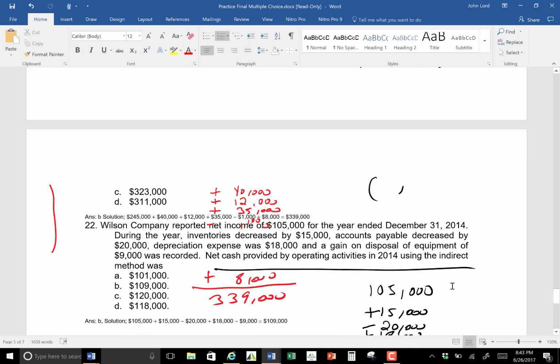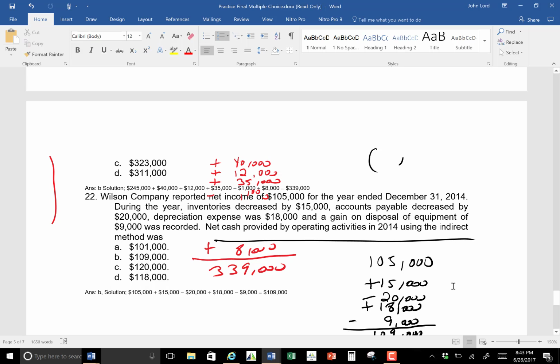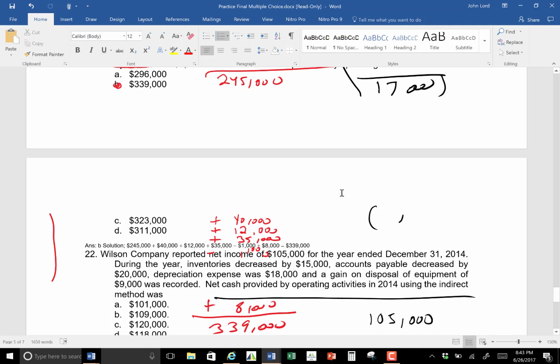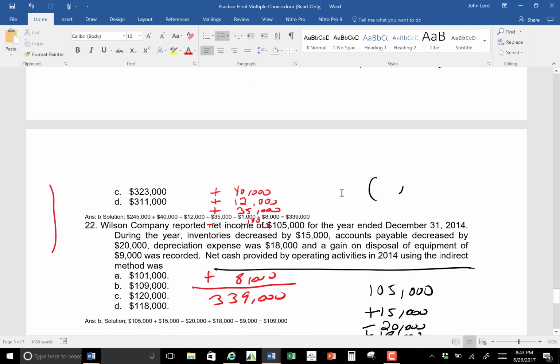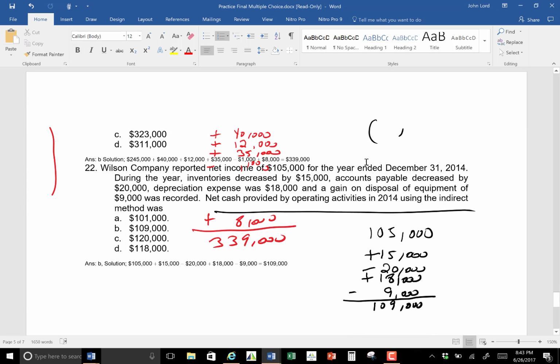Let's do one more. Let's do this one. Wilson Company reported net income of $105,000. Where's my $105,000 net income? Oh, here it is. This one's in black here. $105,000. Okay. During the year, inventory decreased by 15.